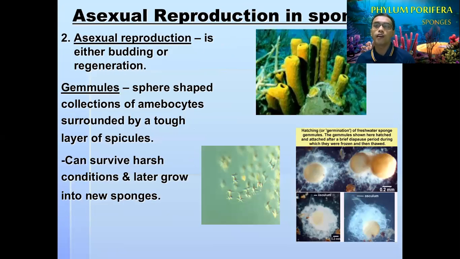And in asexual reproduction in sponges, it is either budding or regeneration. Okay, gemmules. What are gemmules? It's a pear-shaped collection of amoeboid cells surrounded by a tough layer of spicules, and they can survive harsh conditions and later grow into new SpongeBob. So it means that they can reproduce by themselves. They can make other sponges even if they are alone without a partner.